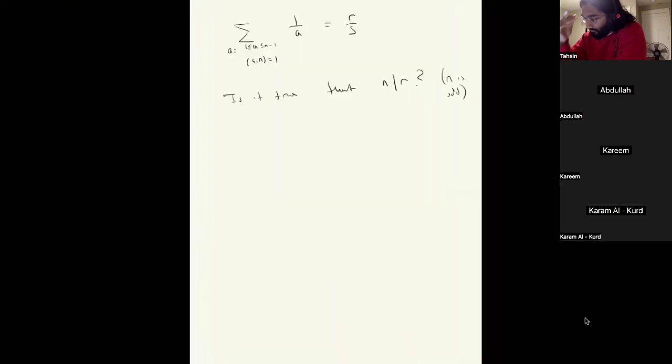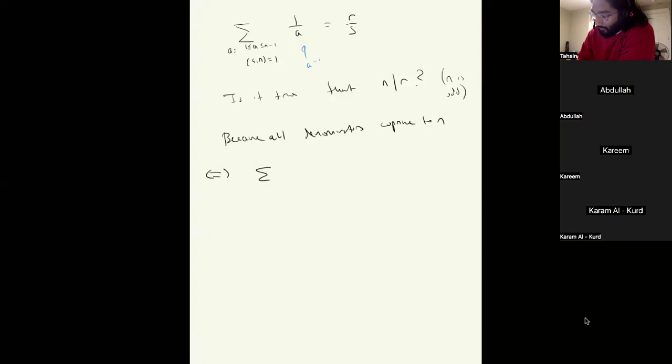Instead, it's equivalent to just showing that the sum, instead of writing 1 over a, we could write a inverse, the multiplicative inverse. Because all the denominators are coprime to n, it's equivalent to showing that the sum over appropriate a of a inverse is congruent to 0 mod n. And now this will actually be equal to the sum over a coprime to n of a.